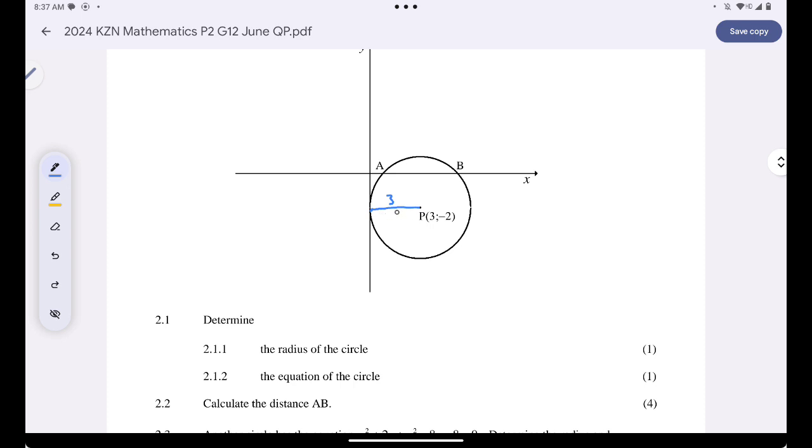Because this radius here is a horizontal line, and we are moving from a line where x is 0, and we are coming to P, and we know that P, the x value is 3. So this thing simply means that the radius is 3 units. Are you together? Then the equation of the circle will be x minus 3 squared plus y plus 2 squared is equal to 3 squared, which is 9.